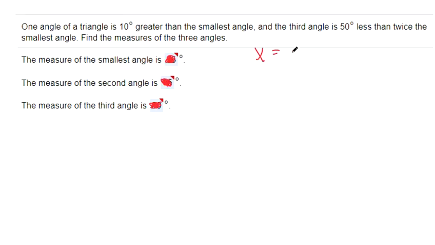Oh, it won't let me do that. I tried to hide the answers. I think I just revealed them there.